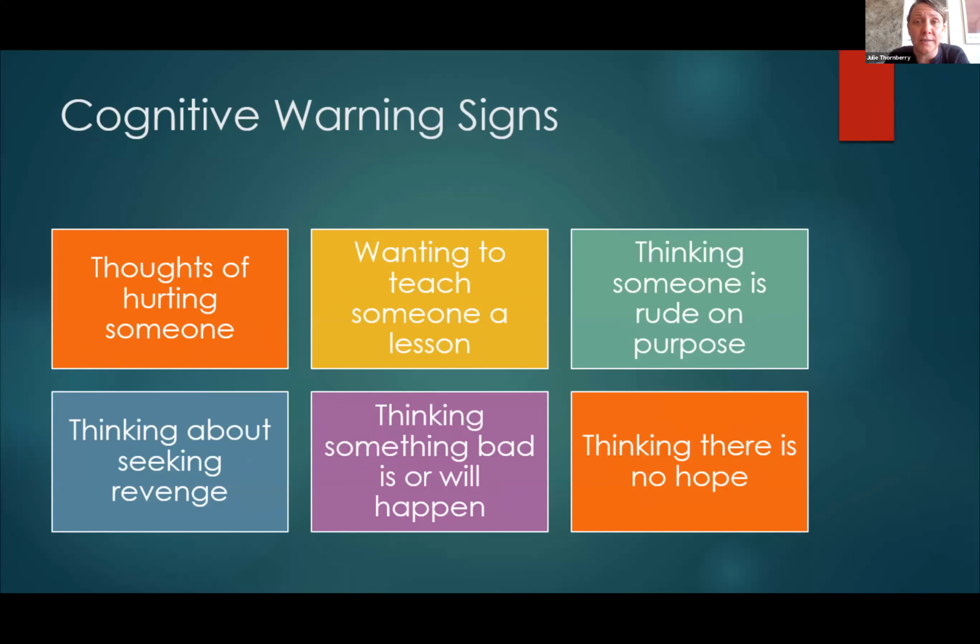And cognitive warning signs. Once again, this is our thoughts, the thoughts we're having when we're starting to get angry and when we're really angry, being aware of them and how they're impacting our anger and our mood and, in fact, our behaviors. So thoughts of hurting someone, thoughts that someone's cheating, thoughts that you want to teach someone a lesson, or that someone's being rude on purpose. When you start to have these thoughts, whether they're true or not, they're really going to ignite our anger, but they're also going to be present when we're having anger. So it's another element to be aware of during your managing anger process. So next slide, please.